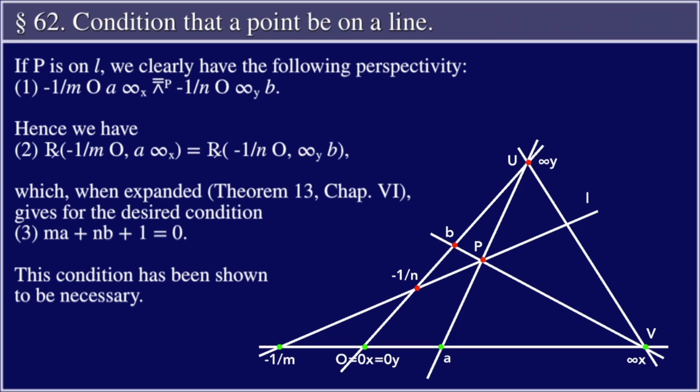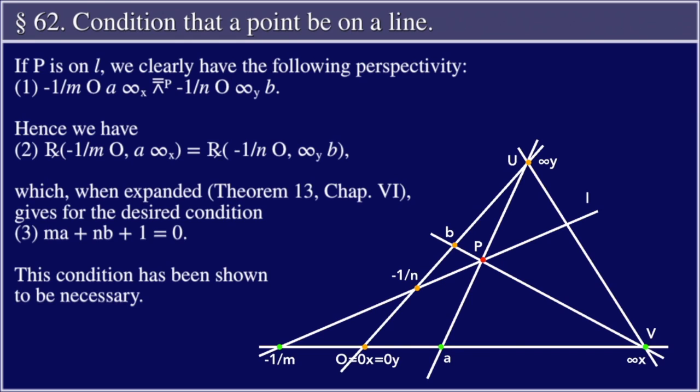Relation 1: -1/m, O, A, infinity x is perspective with center P to -1/n, O, infinity y, B. Hence we have relation 2, the net of rationality: r of (-1/m, 0, A, infinity x) is equal to r of (-1/n, O, infinity y, B), which, when expanded by Theorem 13 of Chapter 6, gives us the desired condition. Relation 3: MA + NB + 1 = 0.